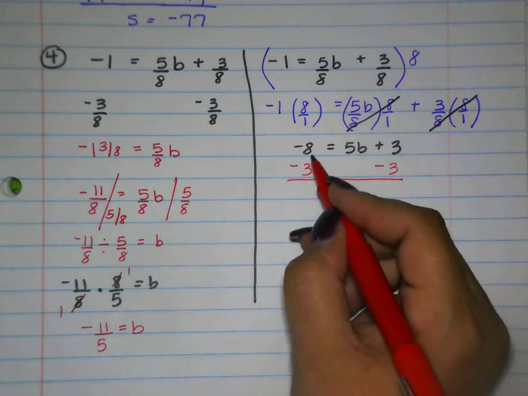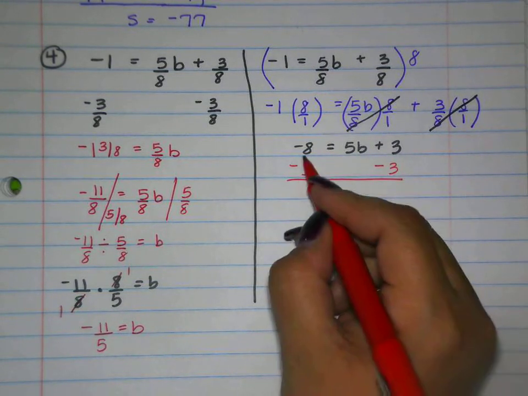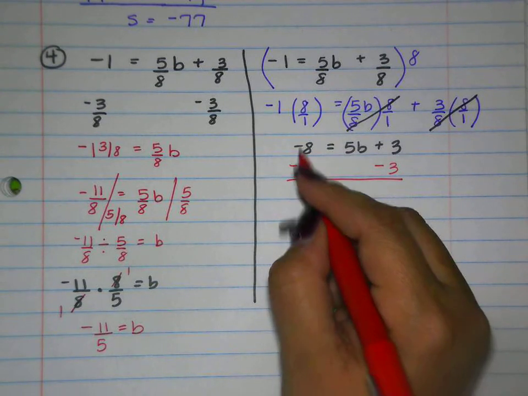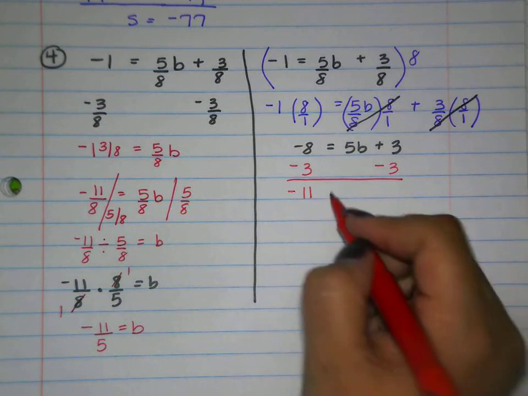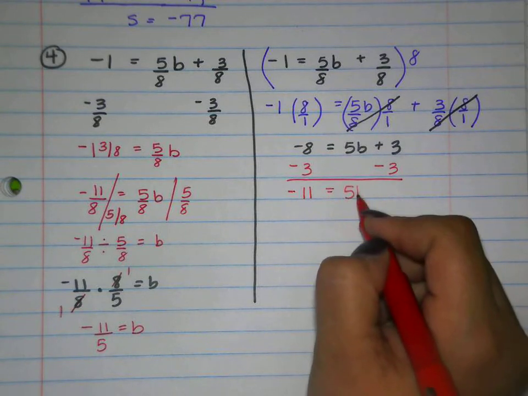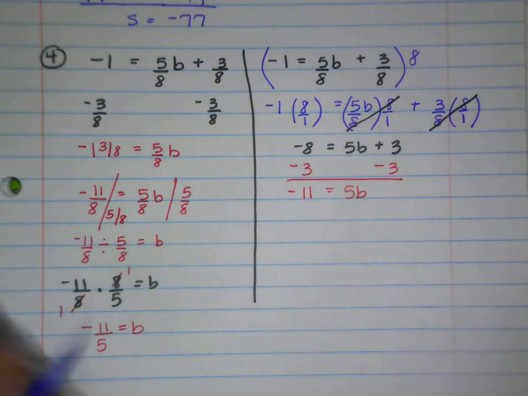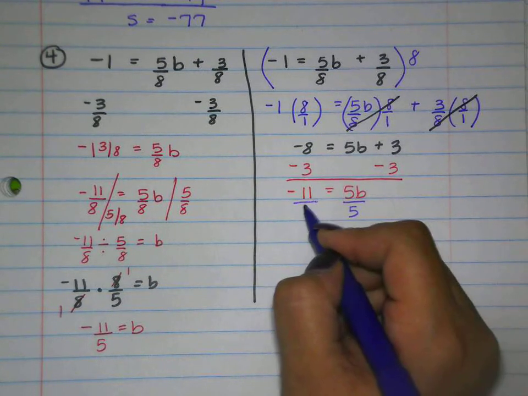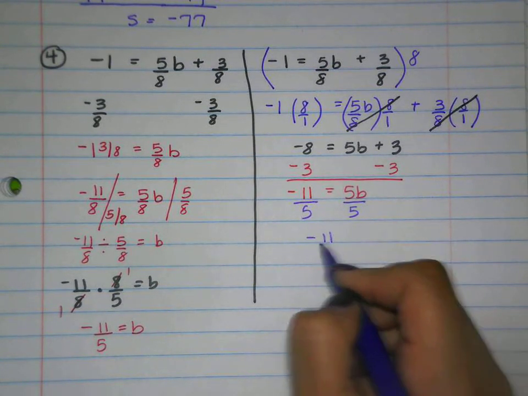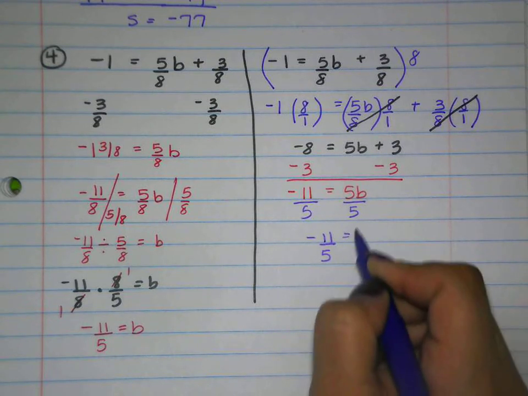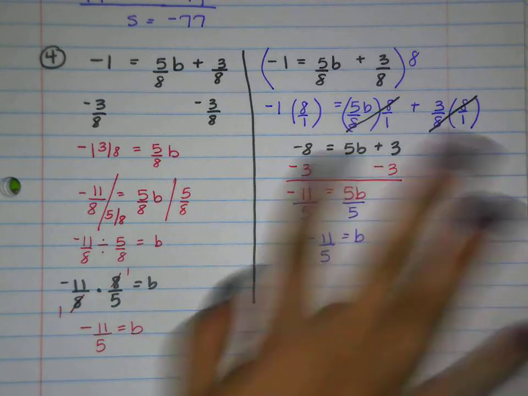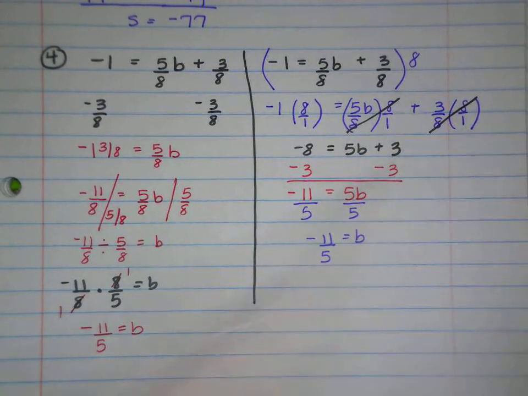Two negatives or same signs add, right? So 8 plus 3 is 11. And same sign, keep the sign, so those are both negative. We're going to have a negative 11 equal to 5b. We're going to multiply or divide to isolate the variable. So we're going to divide both sides by 5. And that leaves us with a negative 11 over 5 equal to b, which if you look is the same answer. It just got a lot less complex when we went through and multiplied by the least common denominator.